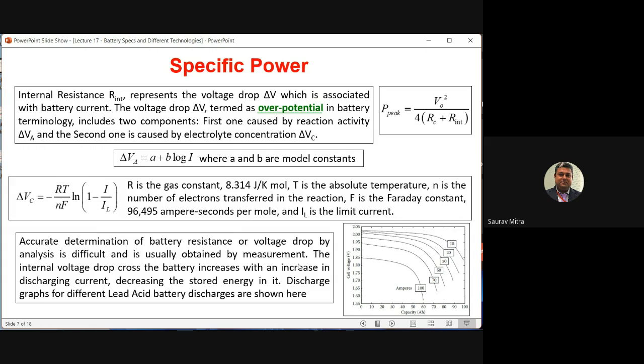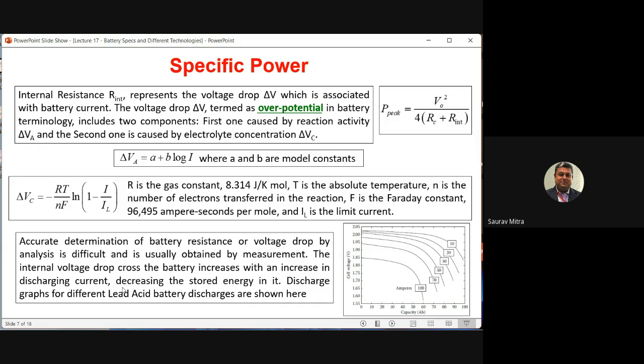So you can find out. Battery internal resistance ideally should be zero. But how much is the battery resistance at any time? As the battery ages, as it becomes older, the battery internal resistance increases. As it is under a huge amount of heat, the battery internal resistance increases. The internal voltage drop across the battery increases with an increase in the discharging current.